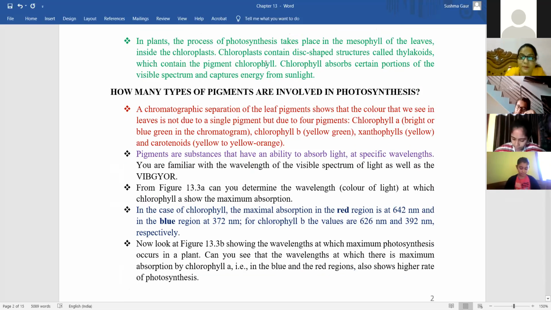So this thing you have to remember, and I think a question can be asked on this. The process of photosynthesis takes place in which part of the leaf? Then you have to say it will take place in the mesophyll cells of the leaves, inside the chloroplast. And the chloroplast consists of many disc-shaped structures known as thylakoid that contain the pigment known as chlorophyll. The chlorophyll is responsible for absorbing certain portions of the visible spectrum and captures energy from sunlight, which is responsible for the process of photosynthesis.